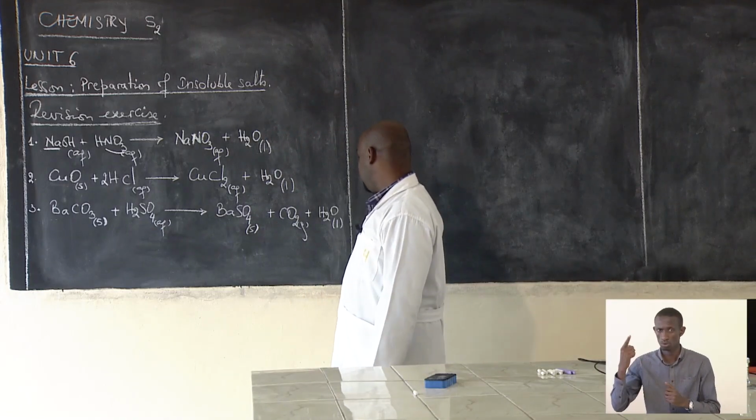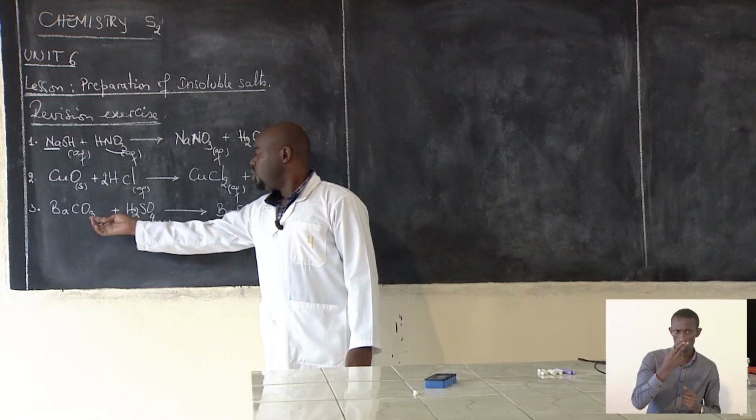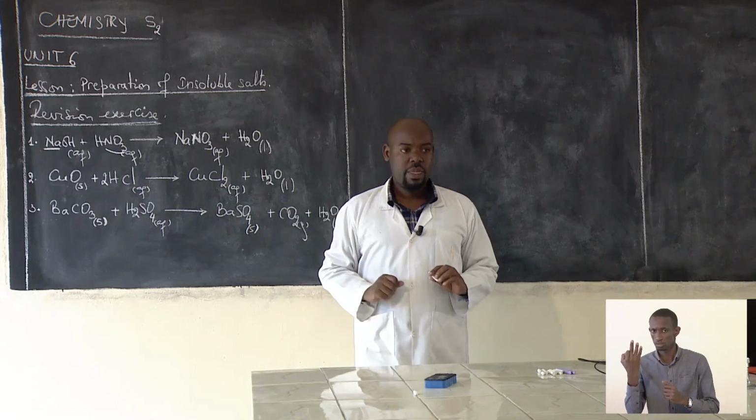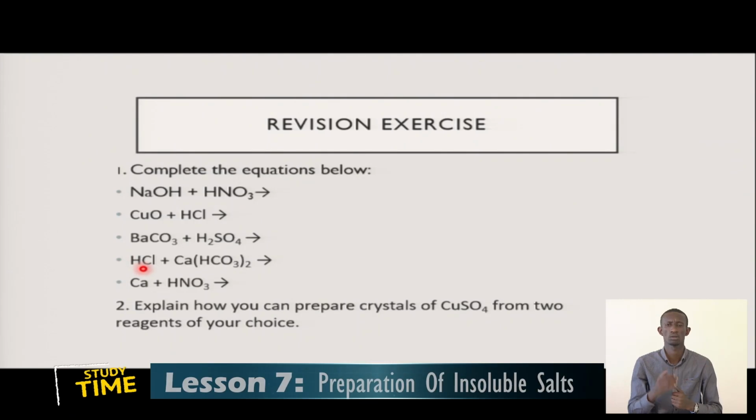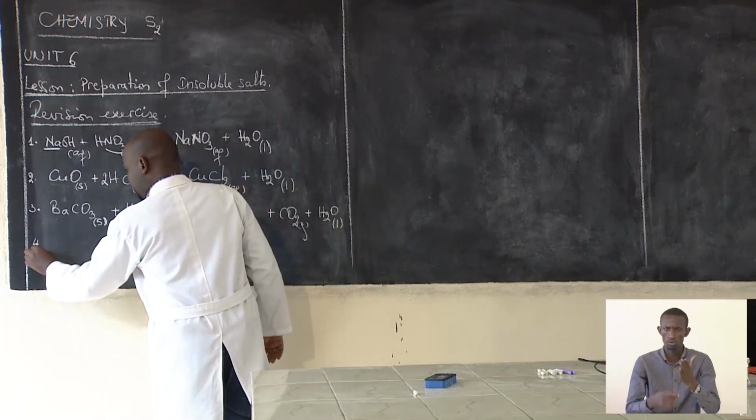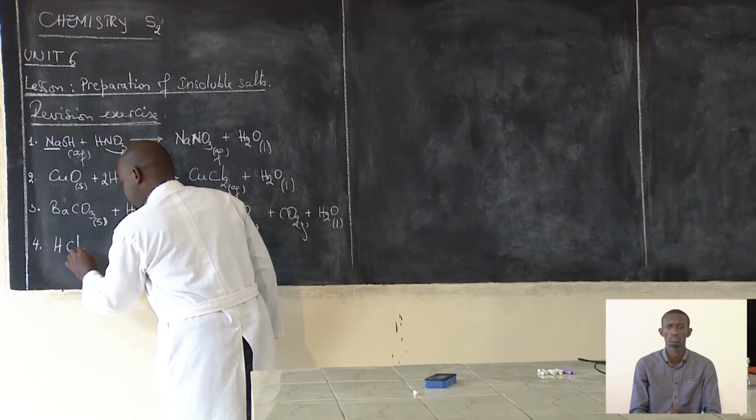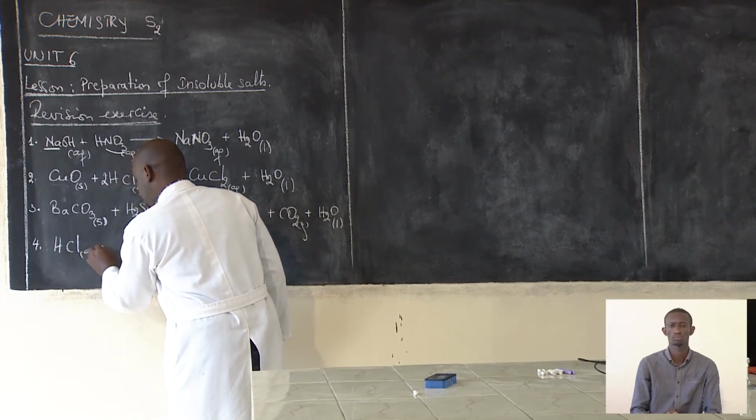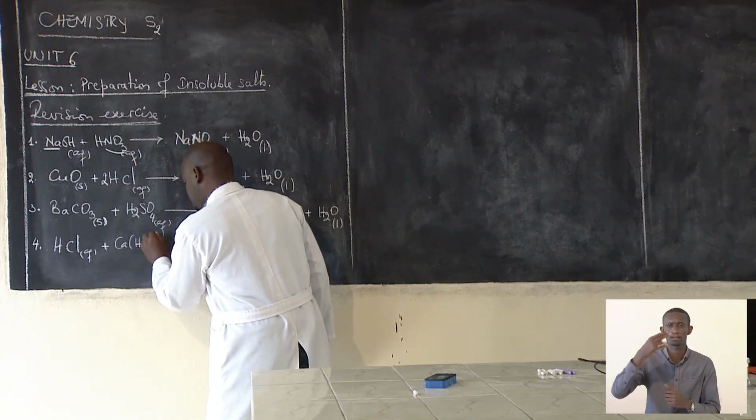The oxygen atoms, how many do we have? 3, 7, 4, 7. Balanced. And we go to the next. We have hydrochloric acid reacting with calcium hydrogen carbonate. As you can see, what will be the product? Number 4, we have hydrochloric acid reacting with calcium hydrogen carbonate.